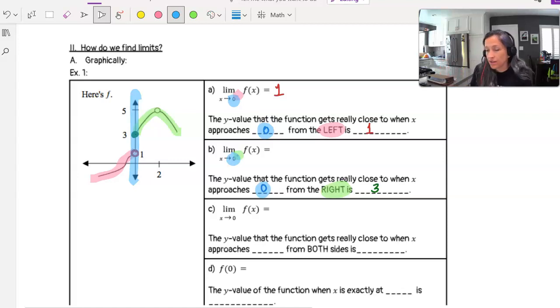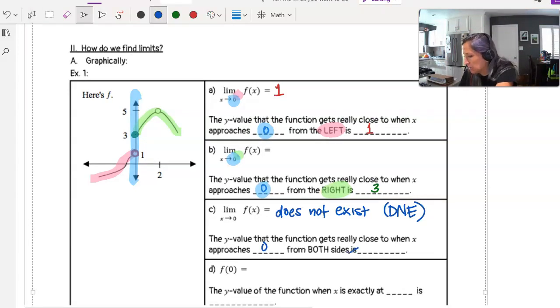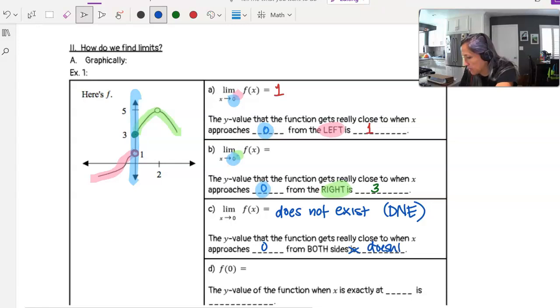All right, and now here's the next piece, that two-sided limit. In order for us to have a limit as x goes to 0, these two things have to be in agreement. If they are not, this does not exist. And this is where we get to use that language, does not exist. It is perfectly okay if you want to write DNE. That is an accepted shorthand for does not exist. And so if we were trying to write what this is, again, we're still approaching 0, but now we're talking about from both sides because there's no plus or minus. Cool, so that doesn't exist.